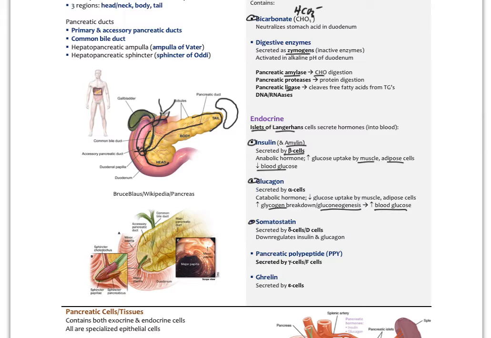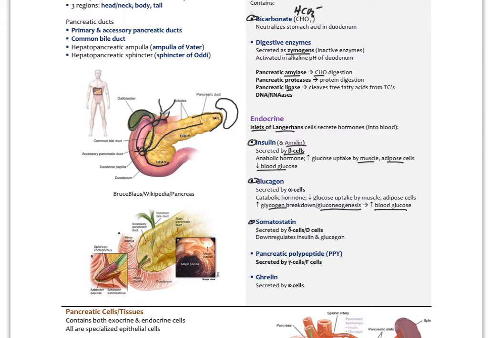Somatostatin is one of those neurotransmitters we see throughout the endocrine system. Technically, it's a peptide hormone. It basically works as a brake to downregulate any secretion. So in this case, it's going to decrease both insulin and glucagon secretion. There's also something called pancreatic polypeptide, PPY, secreted by so-called F cells, and then ghrelin.